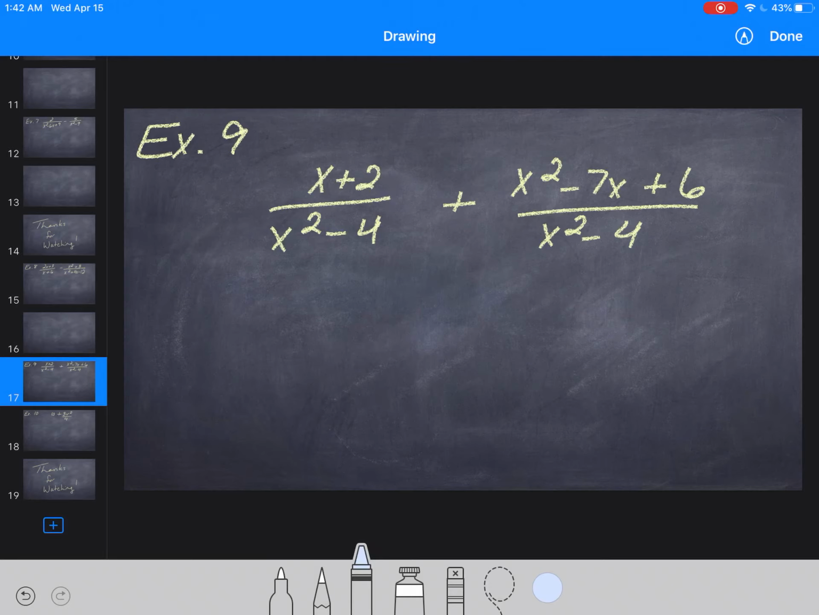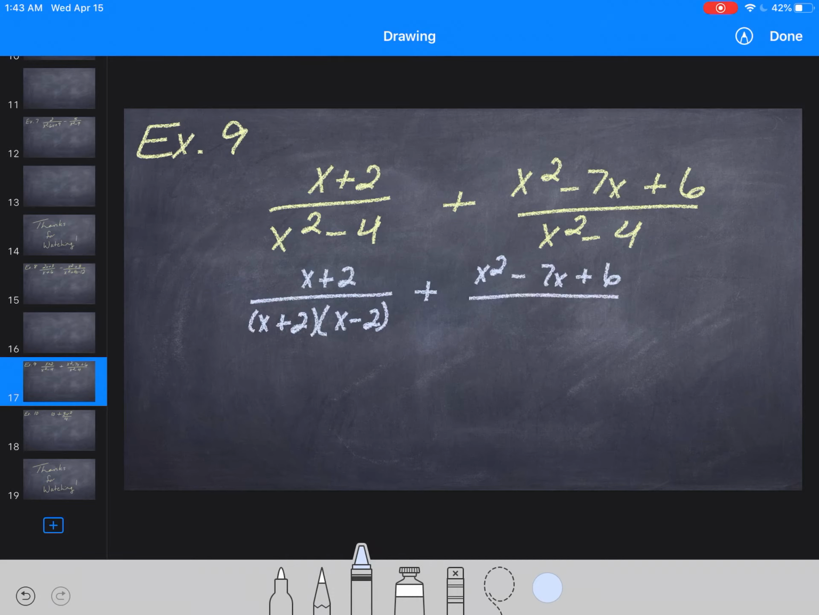I have (x + 2)/(x² − 4) plus (x² − 7x + 6)/(x² − 4). My first step is to factor my denominators. You can pause here while you factor using difference of squares. I end up with (x + 2) divided by (x + 2)(x − 2), plus (x² − 7x + 6) divided by, and I'm going to use the same factors using difference of squares, (x + 2)(x − 2).